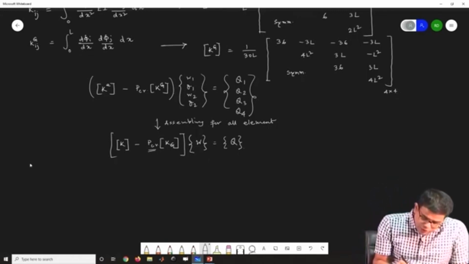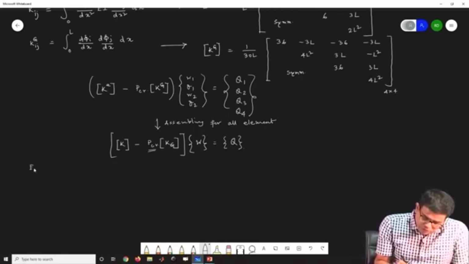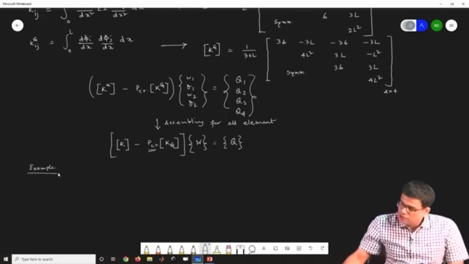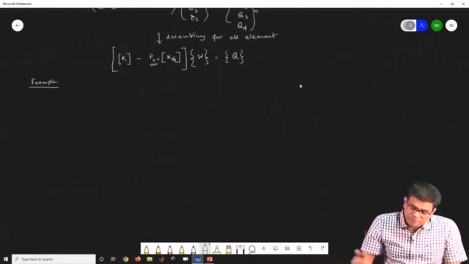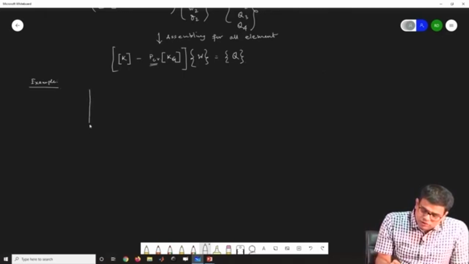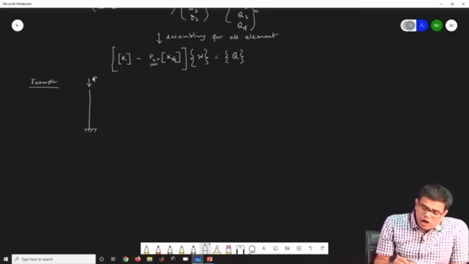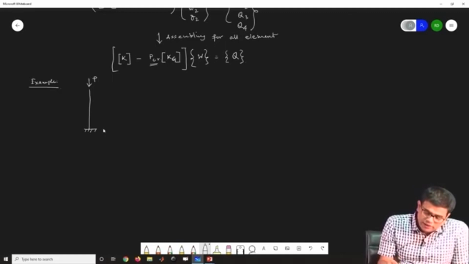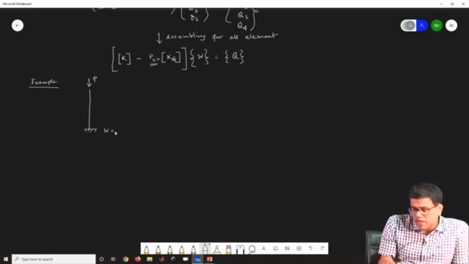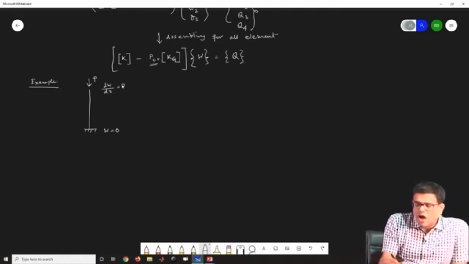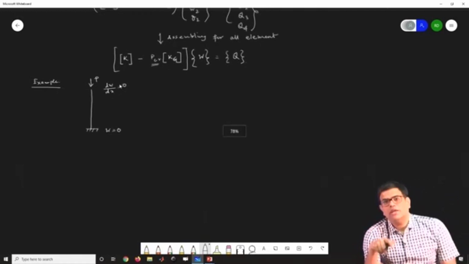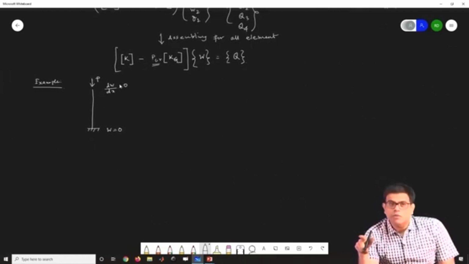So suppose I wanted to find out the critical buckling load of a simple column, a cantilever column kind of thing. So here I have a P load. Now this column, we know that deflection is 0 here and slope is 0 here. So if I just take one element, simply one element, we can find out the critical buckling load.